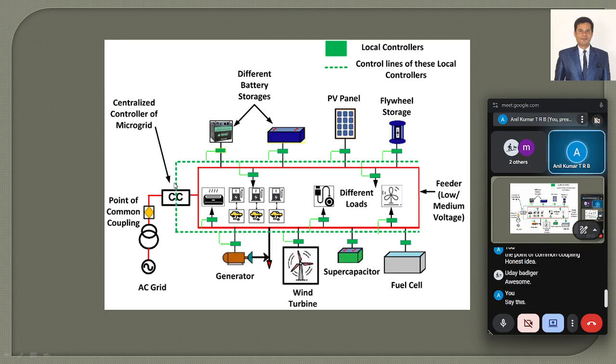See, this will try to make the changeover. Right, you have the battery backup, battery storage, it is there. You have the PV panel, right? You have the flywheel storage, correct? You have the super capacitors, you have the windmill, you have the fuel cells, right? You have the diesel generators also.